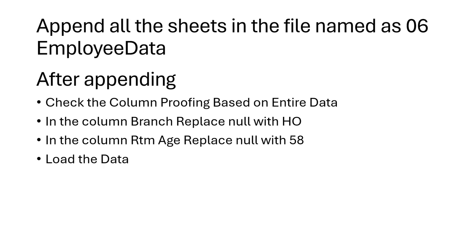After combining, wherever the branch is null, replace with HO. Wherever the retirement age is null, replace with 58 and load it. After doing this, load that file. But you have to load only one file. You should not load all the 6 or 7 files. Load only that consolidated file. Try it. Just try once again, 2 or 3 minutes.